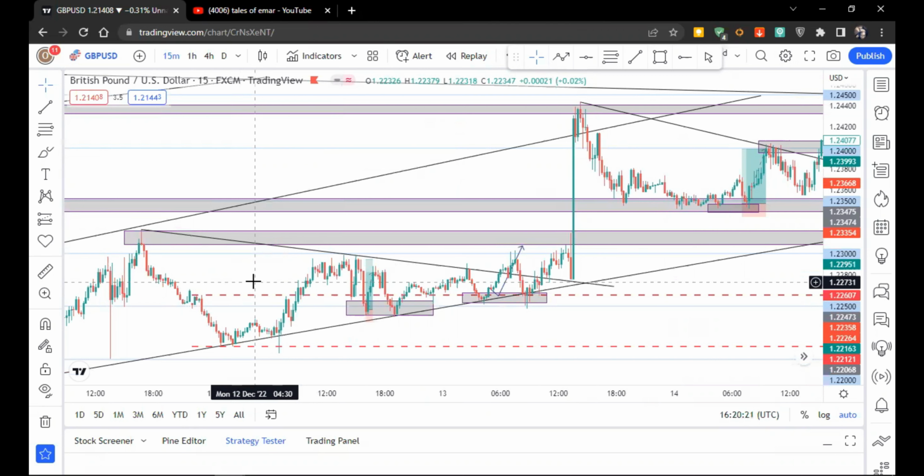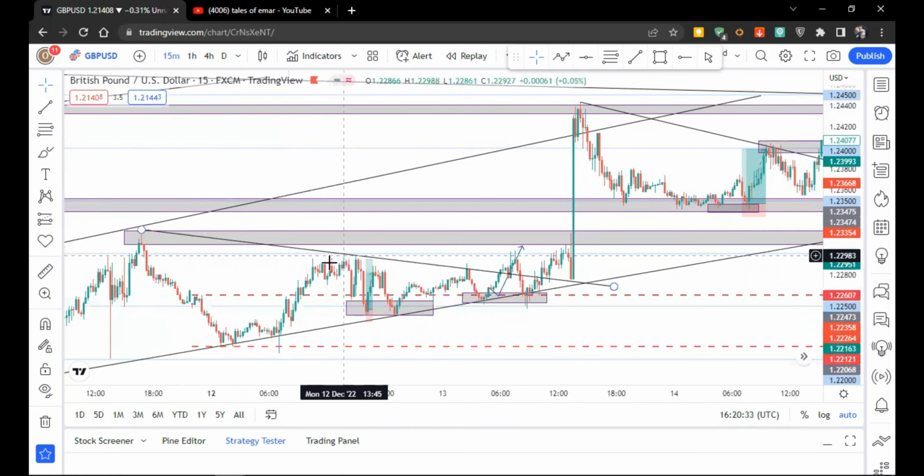Now, this was the Monday. Market dropped. We didn't take this trade because it was the Asian range. And we can see it bounced off a trend line and just rallied up. Weak rejections, rallied up. Now, we woke up to the Asian range. We drew this trend line from here.